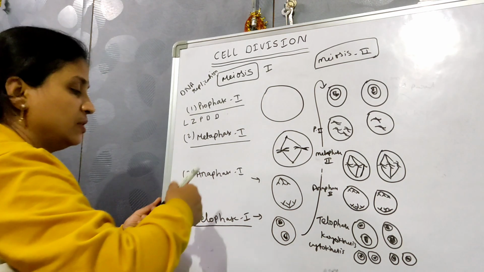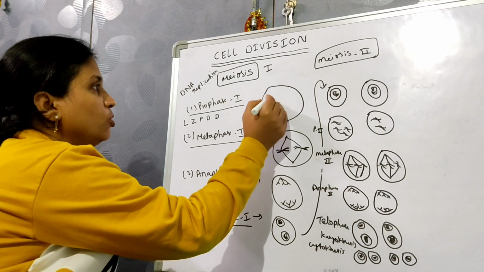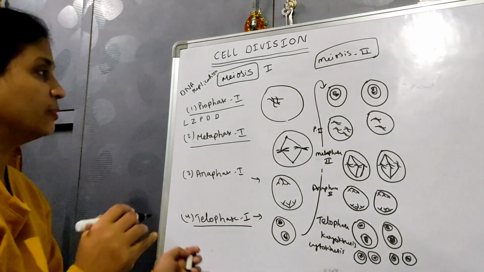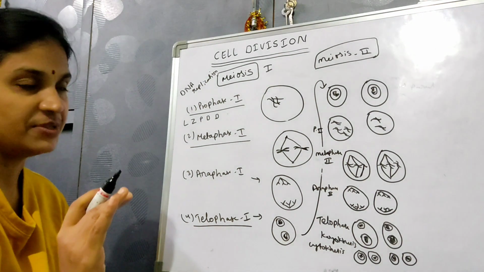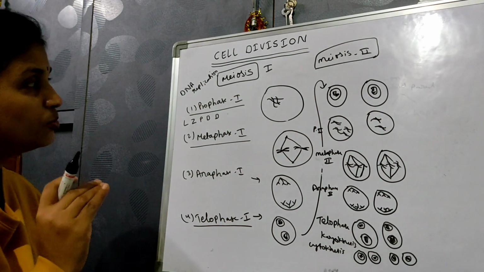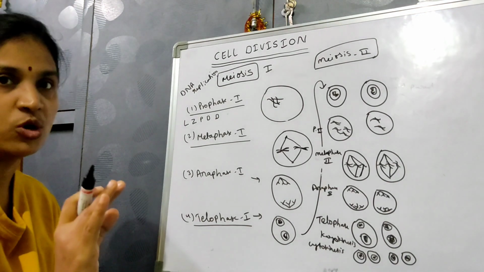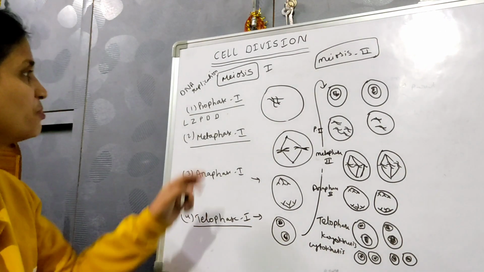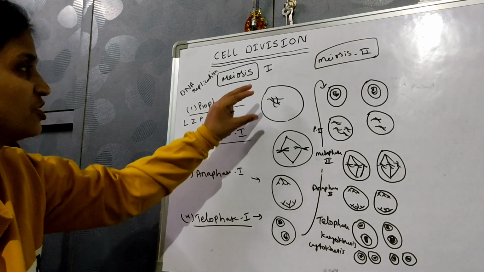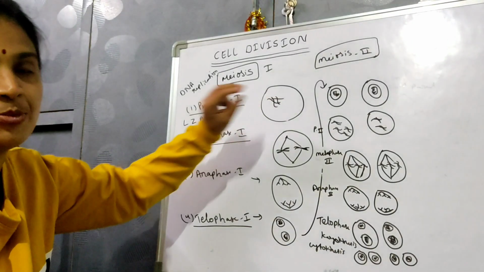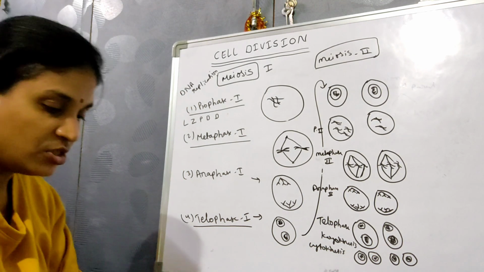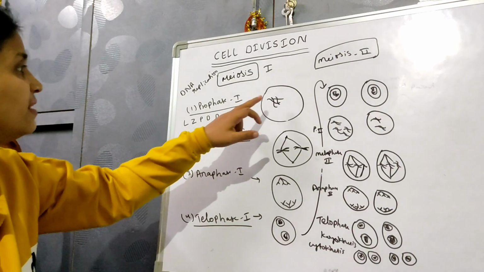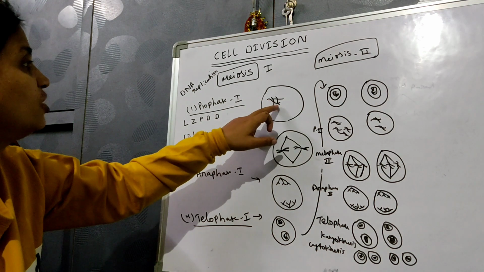Here, the homologous chromosomes are pairing up like this. That pairing is called synapsis. And those chromosomes which are getting paired up are homologous chromosomes. Because of this pairing, they form a complex structure which is called the synaptonemal complex, and they are developing into a bivalent or tetrad.